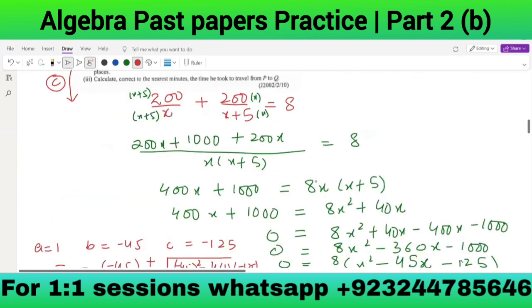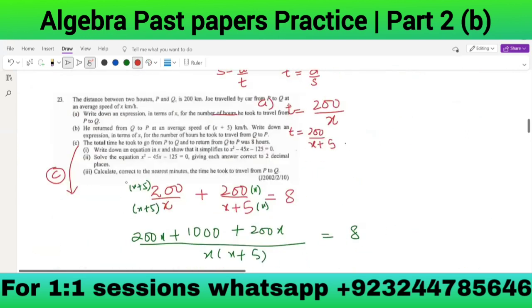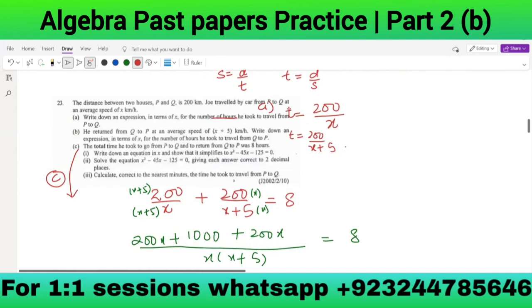Okay. So the last part is calculate, correct to the nearest minute, the time he took to travel from P to Q. So how many minutes did he take to travel from P to Q? We need to calculate time. So what was the time? Write then an expression in terms of x for the number of hours he traveled from P to Q.